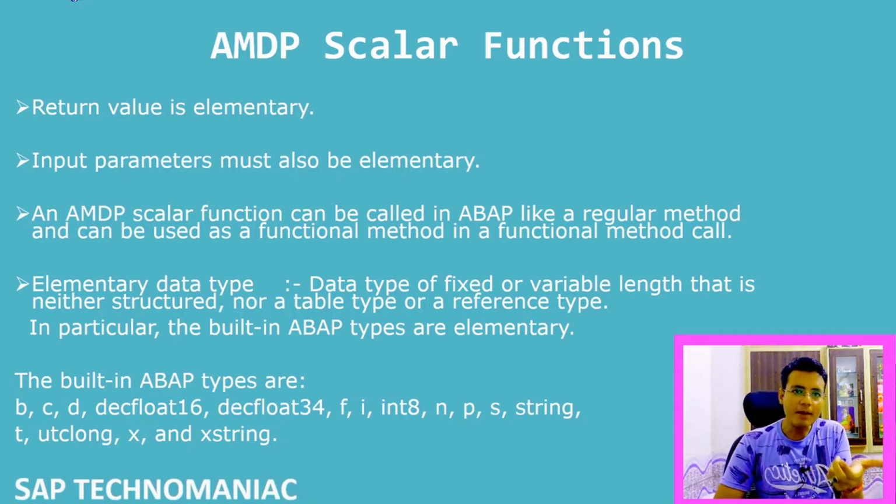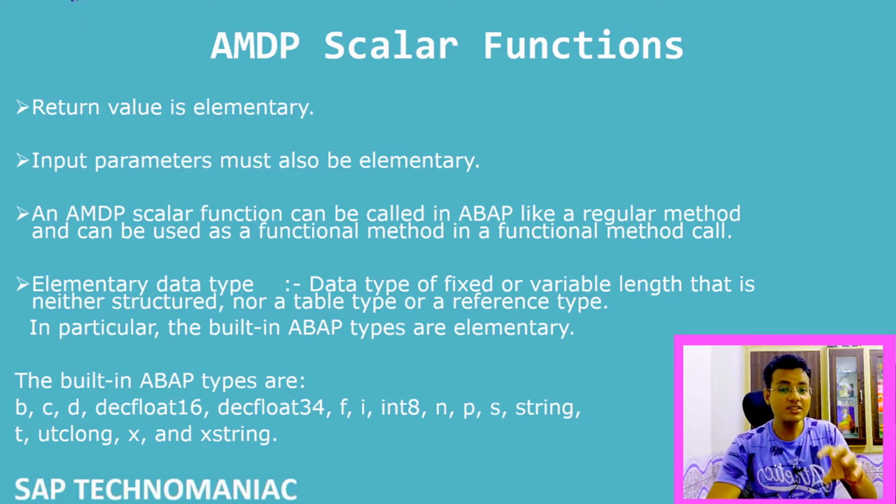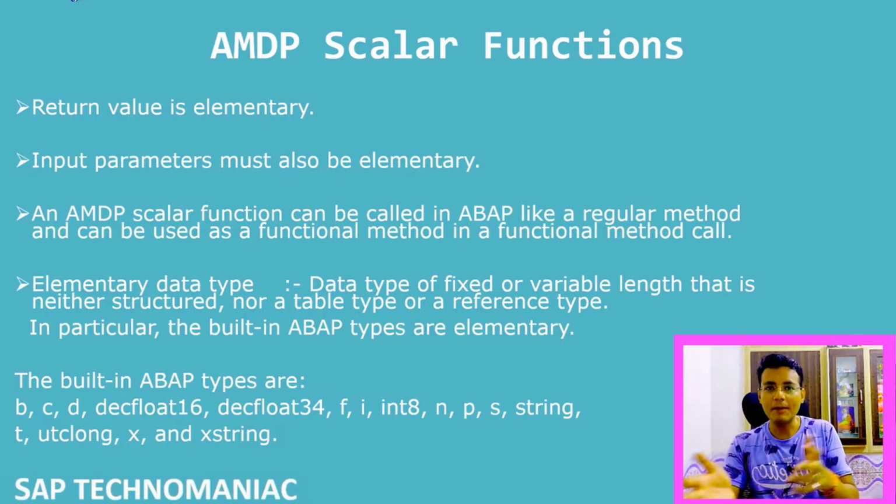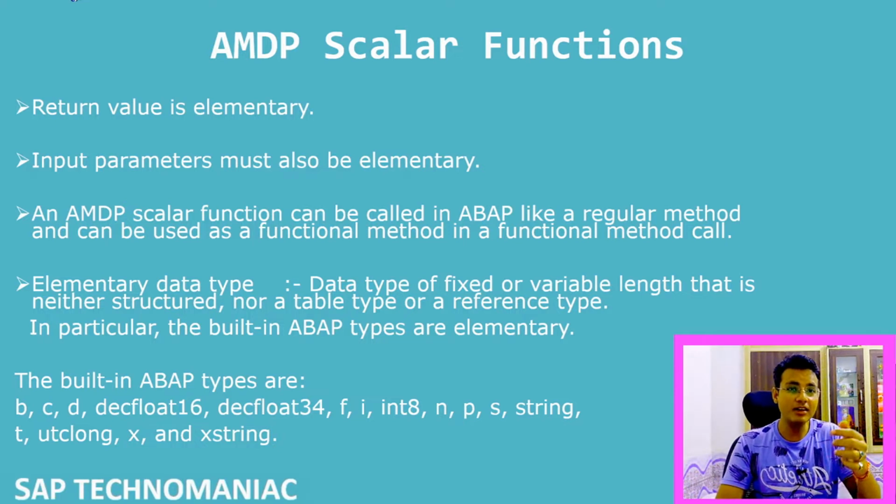What do I mean by built-in ABAP types? The built-in ABAP types like B, C, decimal float, N, F, I, int8, int4, and numerical data like P and S. You can see these are the built-in ABAP types. So these kinds of data types are the ones we can use for the return value. Otherwise we can't use a table type or structure type in the type of the returning and importing parameter.